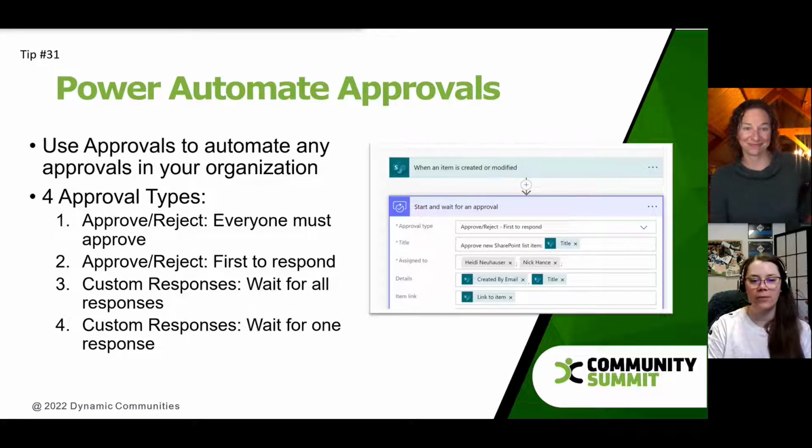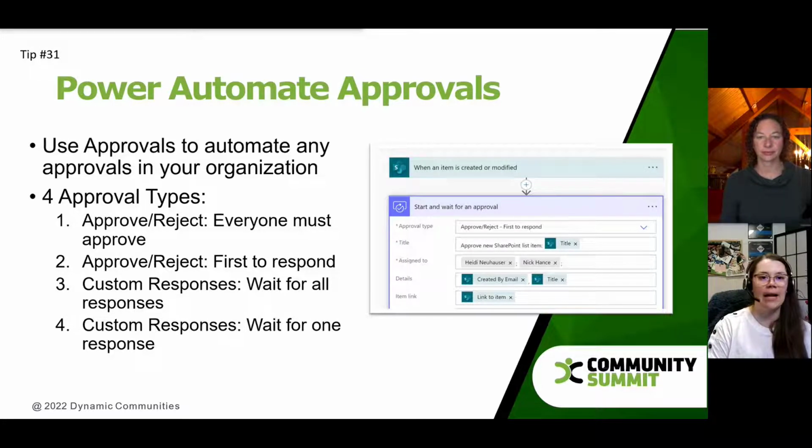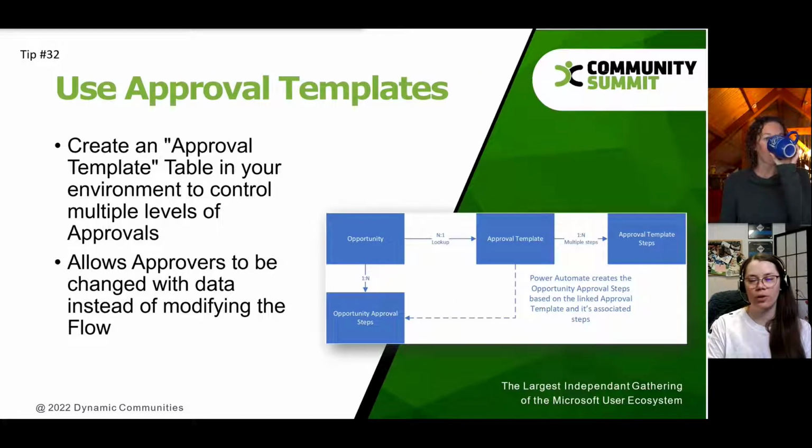And there's 4 different types of approvals. I can either have everyone I send it to has to approve, or only the first person to respond. And then I can do both those same things with custom responses. So it doesn't have to just be approve and reject. It could be more information needed or canceled or whatever we want to call it to align with our organization's language, or even to have more than 2 options, right? Maybe there is a third option, not just approve and reject.